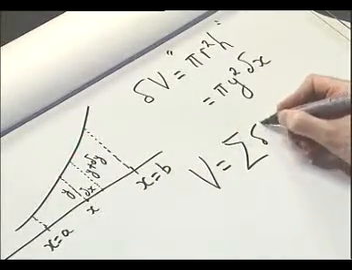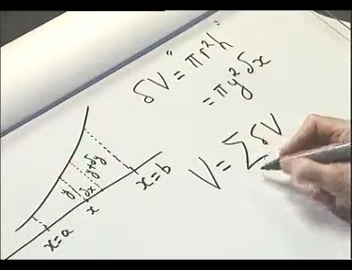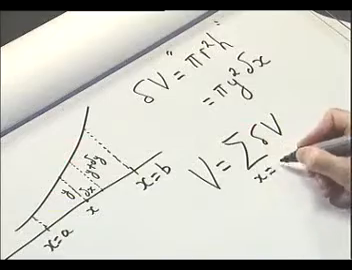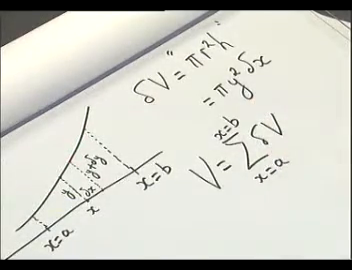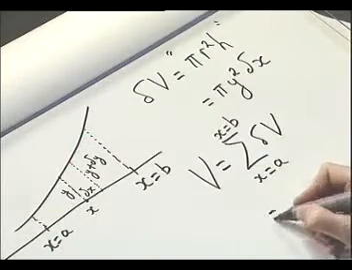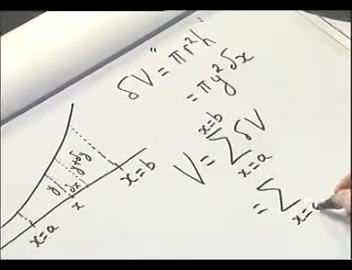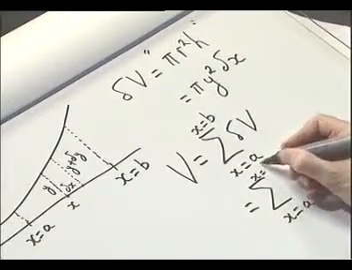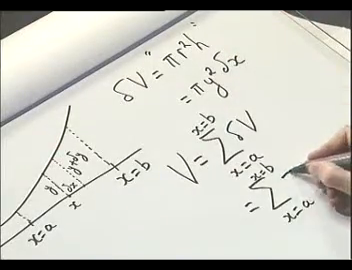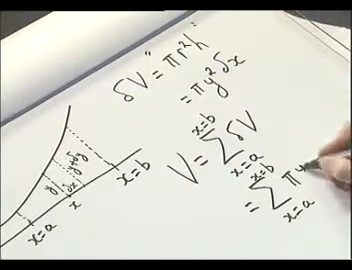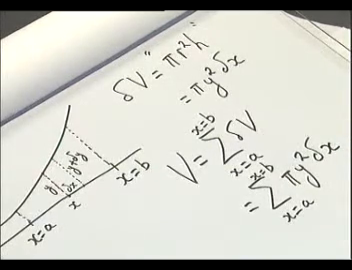So we want to add up all of those little bits of volume. And we want to add them up from x equals a through to x equals b. So this will be x equals a to x equals b, and we want to put this in instead of delta b. So that's pi y squared delta x.